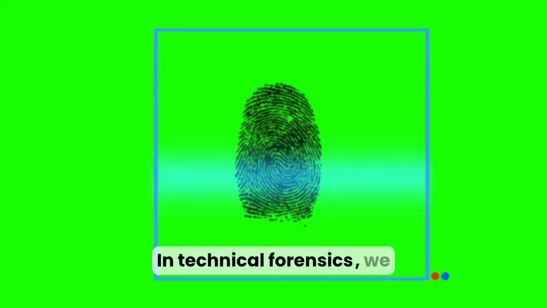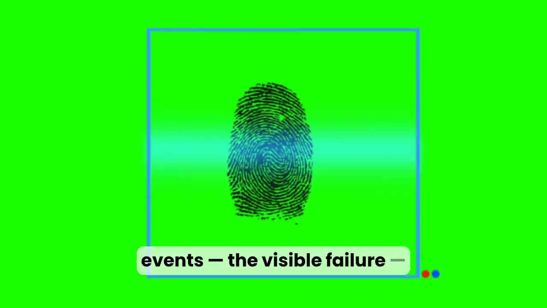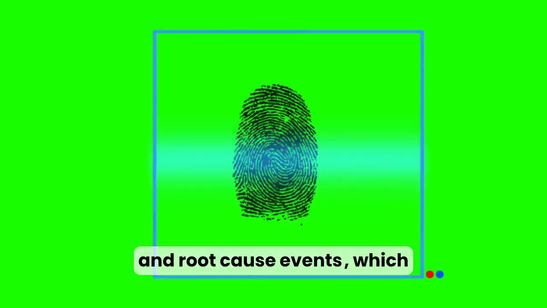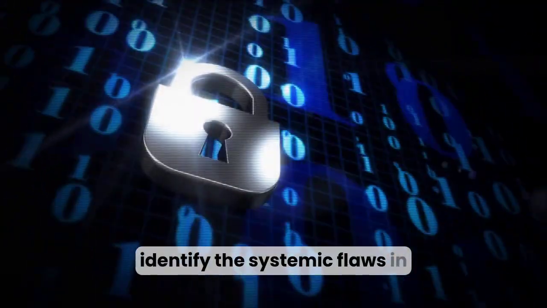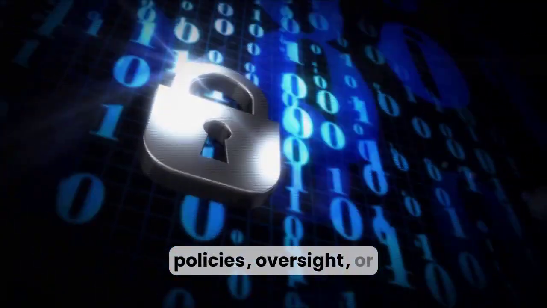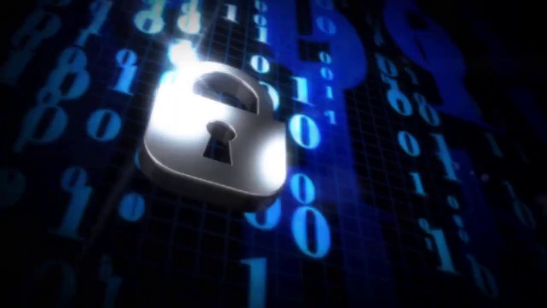In technical forensics, we categorize events into symptom events, the visible failure, and root cause events, which are the actual source of the failure. The goal is always the same: identify the systemic flaws in policies, oversight, or technical configurations.